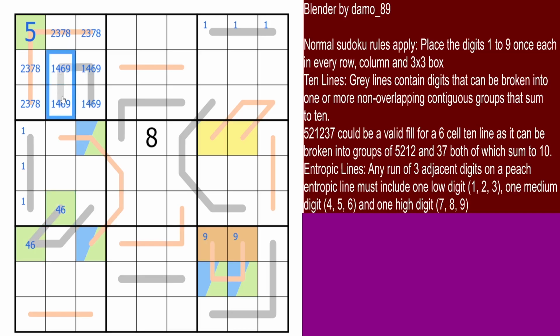So that cannot be 4, 6 now, right? Because if these are 4, 6, then this 4, 6 is not possible. Both 4, 6 will go here, and this one is not possible. So that's not going to be 4, 6. That's 1, 9, and that means that cannot be 1, 9. That has to be 4, 6.